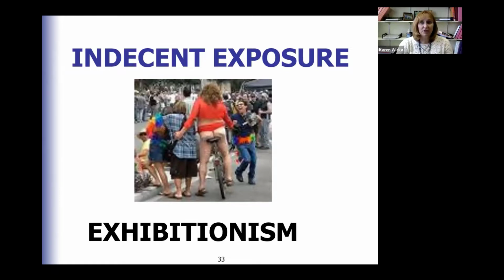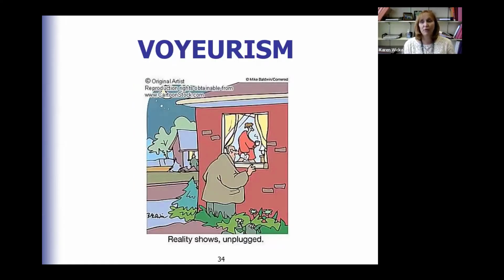We also have the crime of indecent exposure, or we call it exposition or exhibitionism. So this is exposing yourself. This is the person with the trench coat who shows themselves in public. That is considered a morality crime. We also have voyeurism. Voyeurism is peeping toms, looking through windows and watching people change or just be naked or engaging in sexual activity. That is voyeurism.